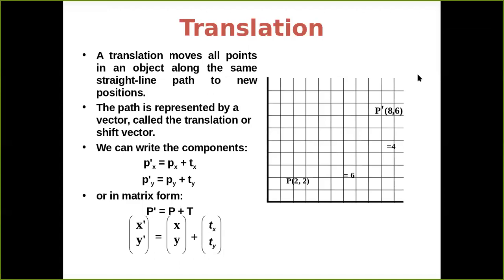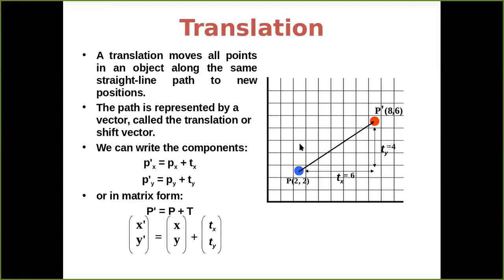Before going further towards rotation, which is the topic today, we will first revise translation. You have a point P, and you have to move 6 units in X direction and 4 units in Y direction. You have to change this point's position by 6 units in X and 4 units in Y, so you will get the new position of the point. Now it is 8 comma 6, as you saw yesterday.